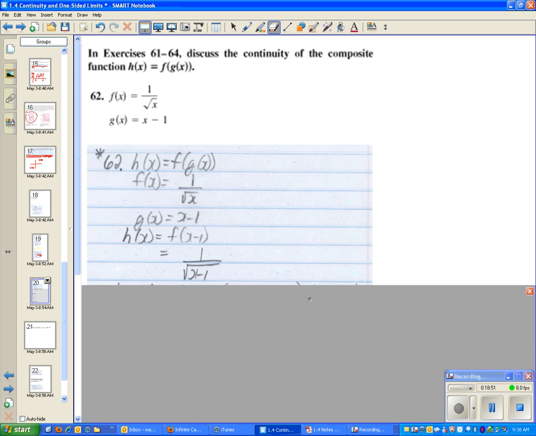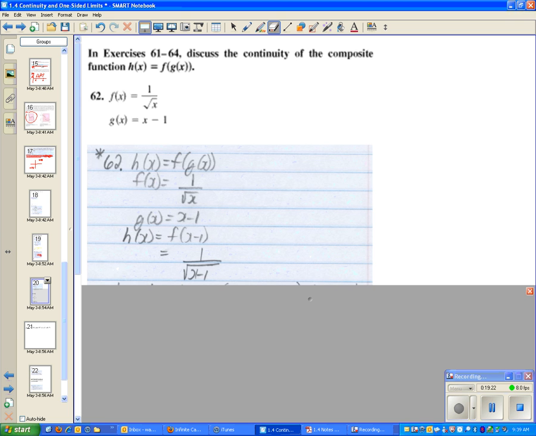Okay, now we can talk about continuity. This is not a rational function because it's got a square root in it, but it's got a denominator. So we need to worry about 0 as our denominator. Since it has the square root in it, we've got to worry about negatives under a square root. So we've got two things we need to deal with, right? We need to get a positive number under the square root sign. We can't have negative. We can't have 0.